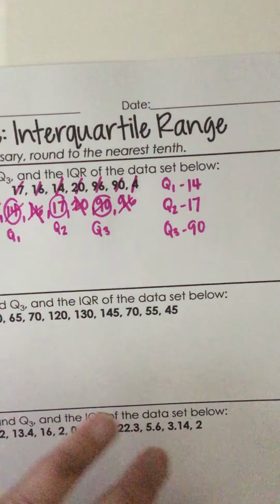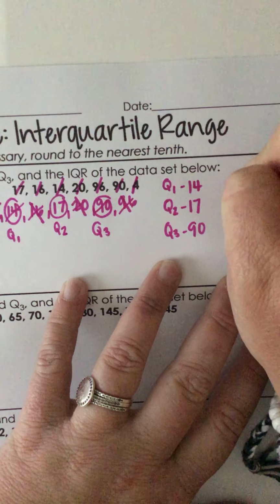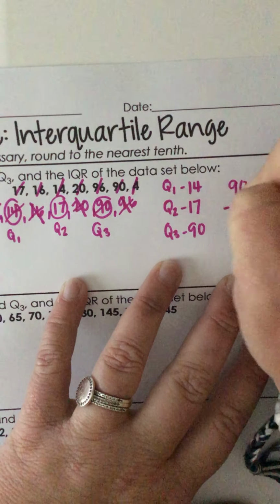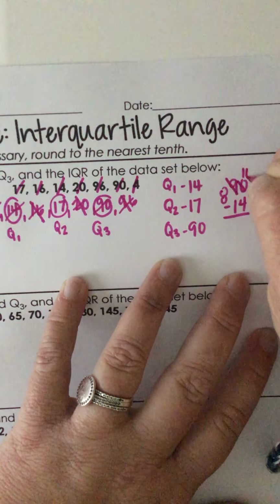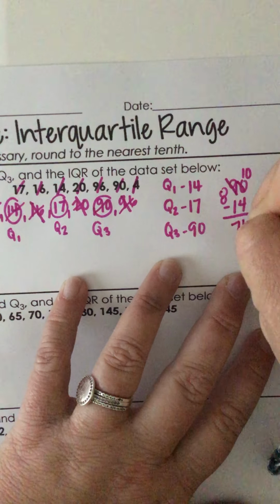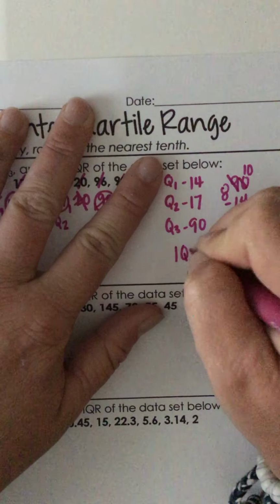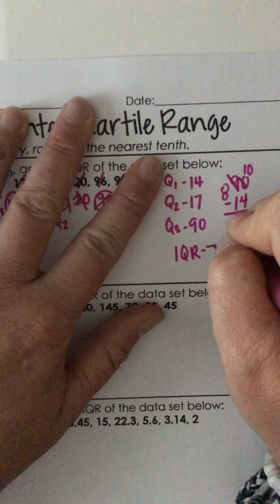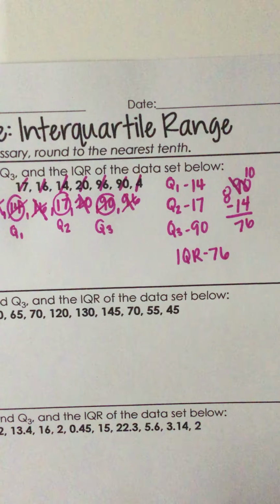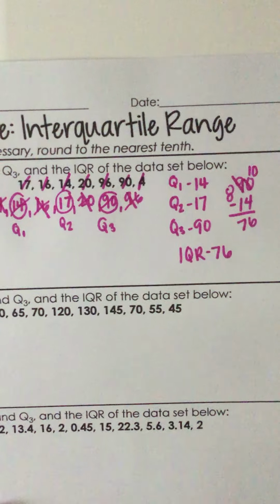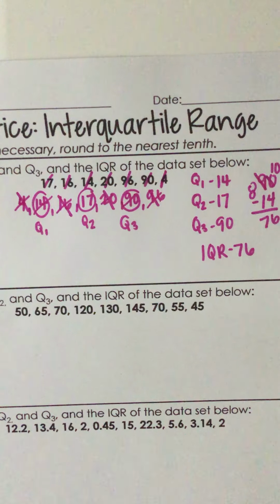And then in order to find my IQR, I need to take my Q3, which is 90, and I'm going to take 14 from that. And my IQR is 76. Now that is a large range, so therefore it would have a wide variation in the data set. Alright, so that is the work for question number 1.